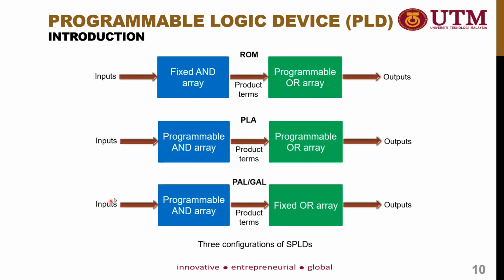Alright. So these are the three configurations of SPLDs. You see here, for ROM, which we studied in the previous slides, ROM has a fixed AND array, and you can program the OR array. Okay, but for PLA, it has a programmable AND array and a programmable OR array. So you can program each array. Okay, so for PAL and GAL, they have a programmable AND array, but a fixed OR array. Okay, so later on I will show you what the OR array and the AND array actually are.